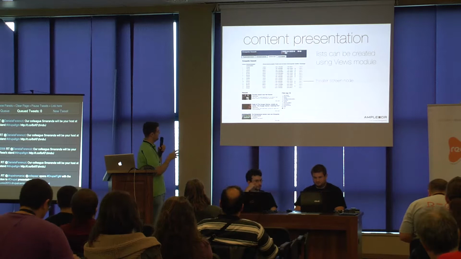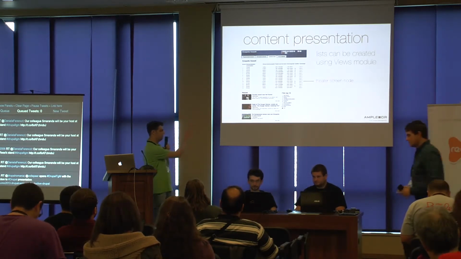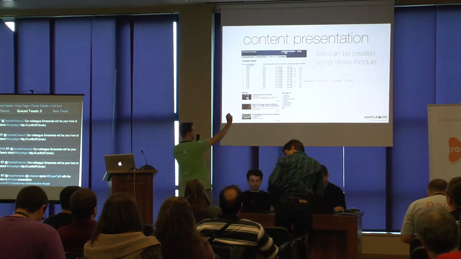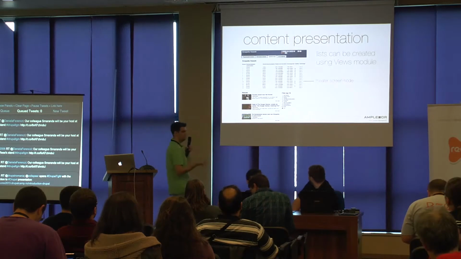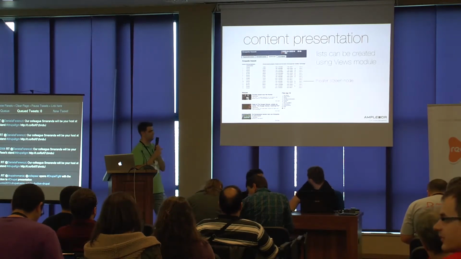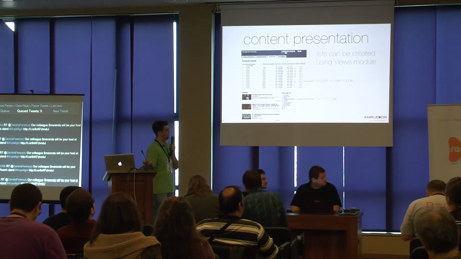For example, this page has 3 views on it. The top view gives an overview of all cinema rooms in the cinema complex. Every row is a separate theater screen, and it's using the theater screen build mode. This is the build mode for the theater screen node.